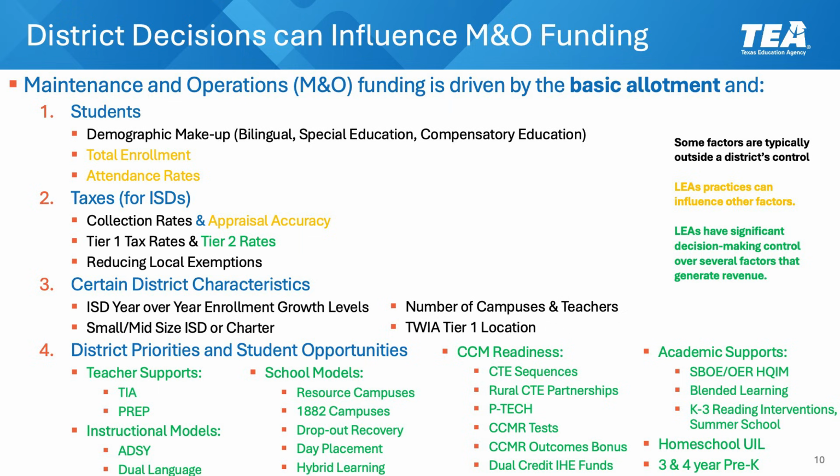The tier 2 rates, teacher supports both TIA and prep, instructional models, ADSI and dual language, school models, resource campuses, 1882 campuses, dropout recovery, day placement, and hybrid learning, CCMR readiness, CTE sequences, rural CTE partnerships, P-TECH, also academic supports, so SBOE and OER, HQIM learning materials, blended learning, and then K-3 reading interventions, summer school, homeschool UIL, and 3- and 4-year-old pre-K programs.